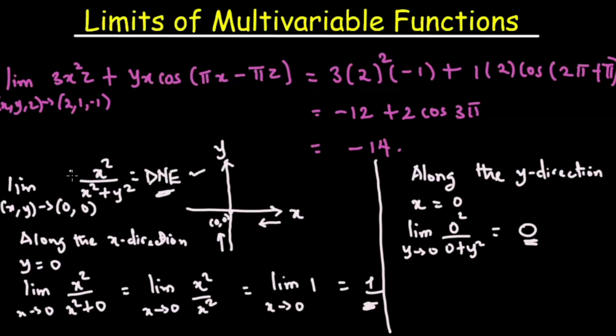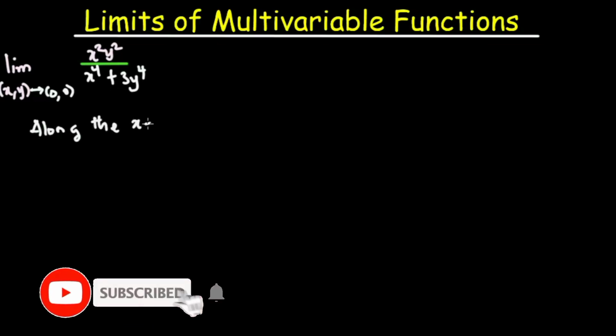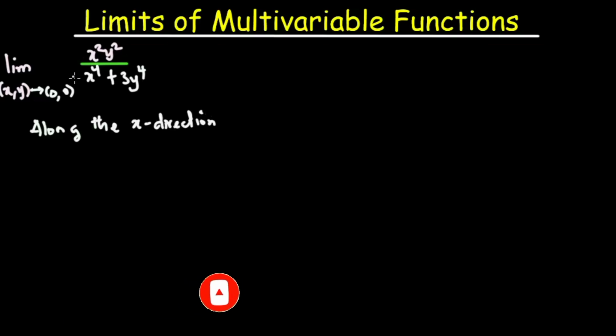Let's take a look at one more question to buttress your understanding. So we have the limit as x, y tends to 0, 0, x squared y squared over x to the power 4 plus 3y raised to the power 4. So where do we start from? We start along the x-axis, right? We approach the origin along the x-axis, or x direction, right? And so along the x direction, we say that y is equal to 0.